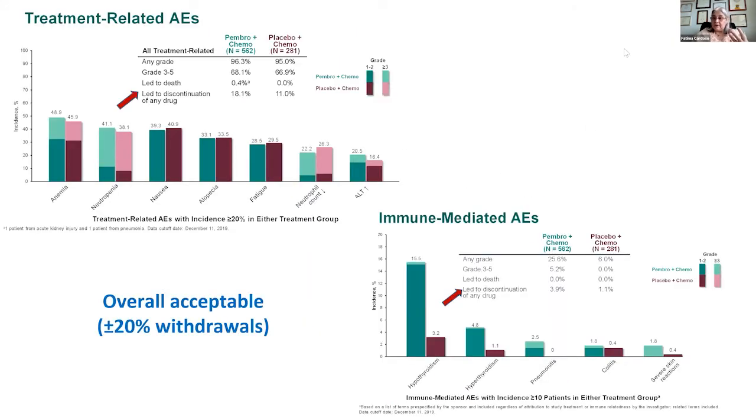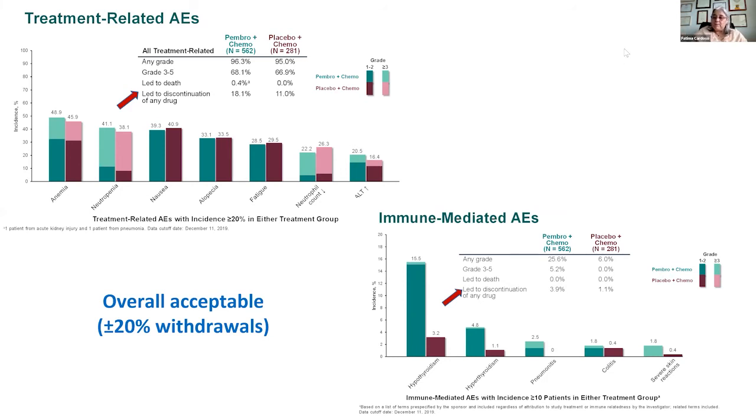It has side effects. So again, even the targeted agents have side effects, different side effects, but they do have side effects. On the top, you see the most common side effects, like chemotherapy-like side effects. And these are acceptable. You don't see a lot of patients having to drop the treatment, just about 20%. So less than 1 in 4 have to drop the treatment because of toxicity.